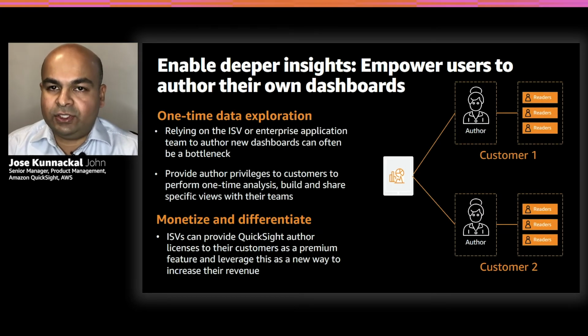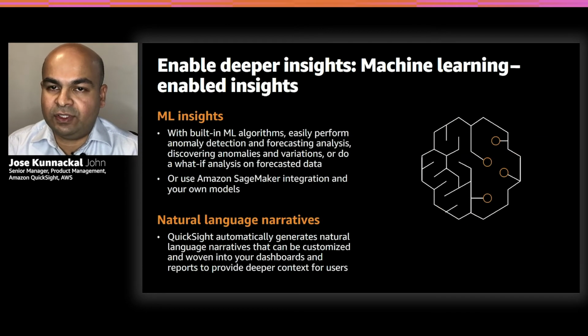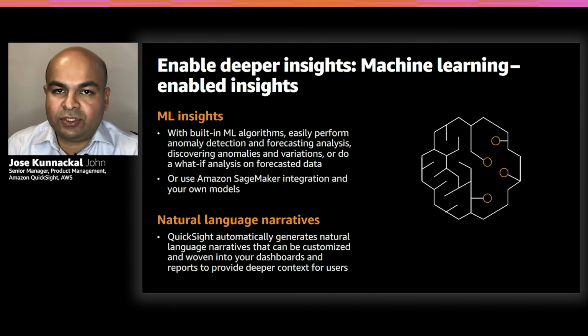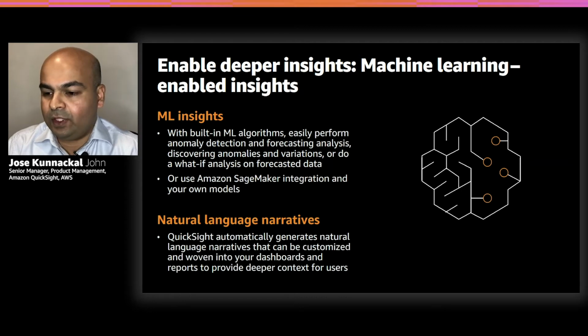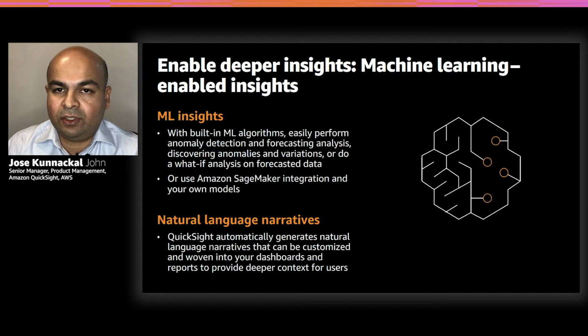And then you've got the advantage of benefiting from AWS's investments in machine learning. If you've been following QuickSight, you would have found that we've launched ML Insights, which provides advanced ML algorithms natively out of the box for things like anomaly detection, forecasting, and more. Or you could use Amazon SageMaker and bring in your own models and then integrate that into your QuickSight data. You also have the option of using natural language narratives, which are automatically generated by QuickSight and then can be fully customized to make sure that you're delivering business context and easy to read language to the end users.